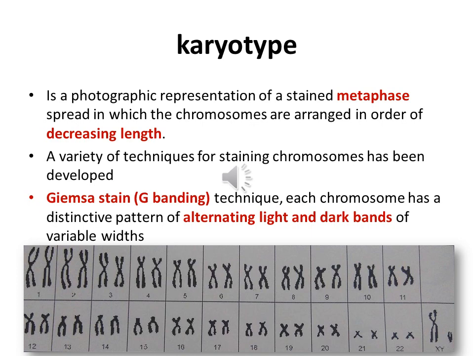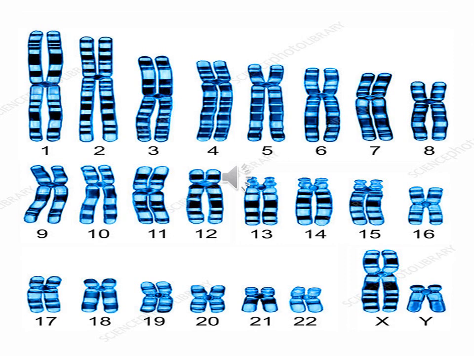Several techniques have been developed for staining chromosomes. The most common is Giemsa stain, which shows that each chromosome has a distinctive pattern of alternating light and dark bands of variable widths. Here you can see a karyotype which is sorted according to the chromosome length and the size of the centromere. As you can see, the last pair of chromosomes are X and Y, which corresponds with a male phenotype.